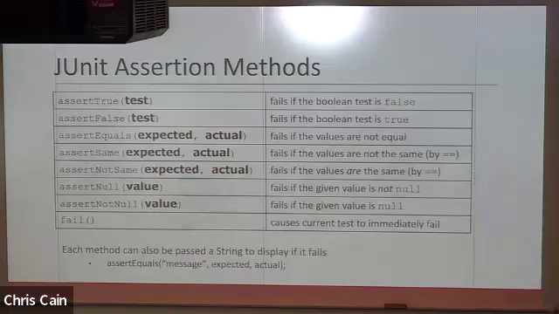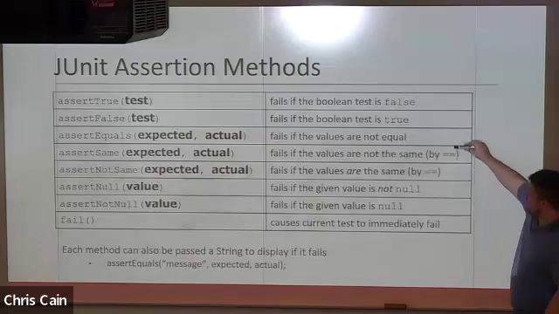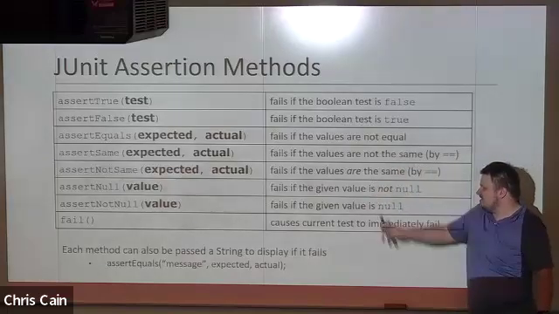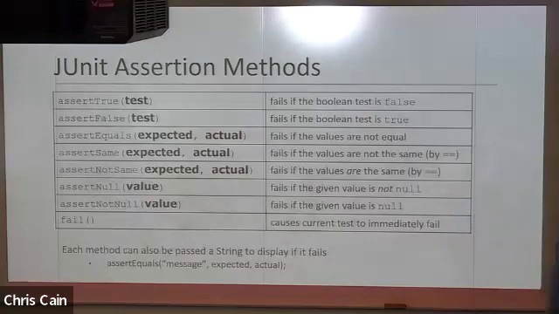So you can do the same for assert not same. So this is just like assert false is the opposite of assert true. Assert not same is the opposite of assert same. So this fails if they're not the same, and this fails if they are the same. You can assert null, which will fail if the value is not null.